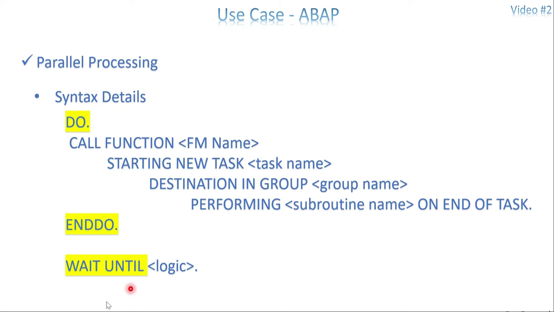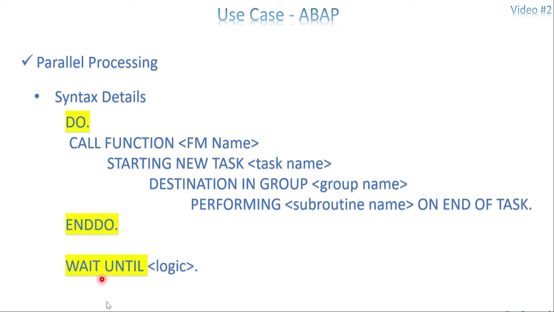And you have to use the concept called WAIT UNTIL, meaning here this is going to generate the processes, maybe 4 or 5, whatever it is. For example, I'm going to stick with the example of 5. Depending on that, 5 processes are going to run. I need to wait until all the 5 processes are completed.